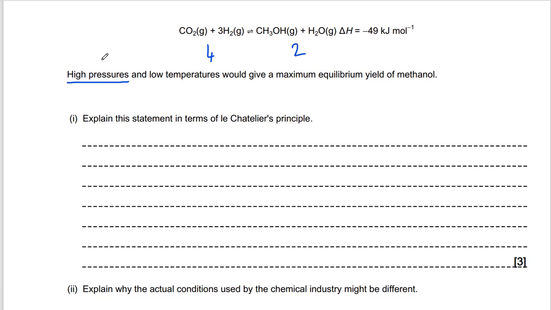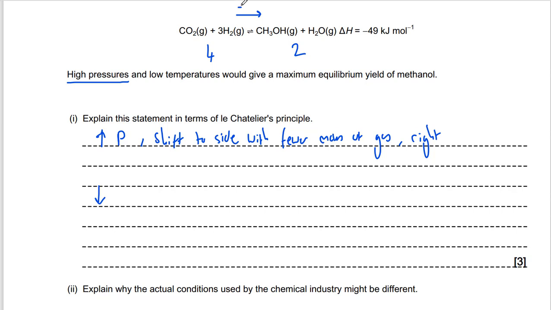If I increase the pressure, so increasing P, we will shift to the side with fewest gaseous moles, so fewer moles of gas, which is the right side. That's one explanation. And if I decrease temperature, let's have a look at the delta H then. So delta H tells me that the forwards reaction is exothermic. The backwards reaction is endothermic.